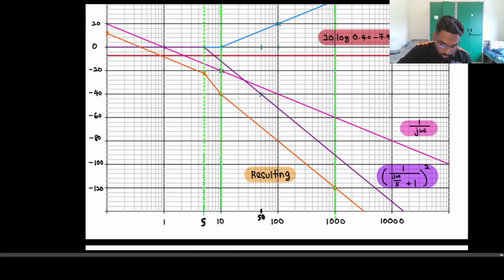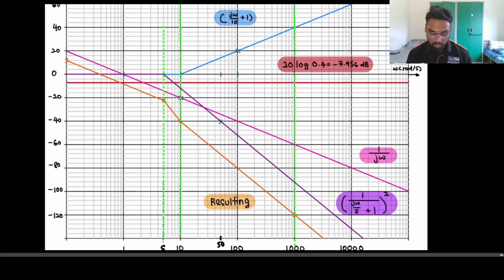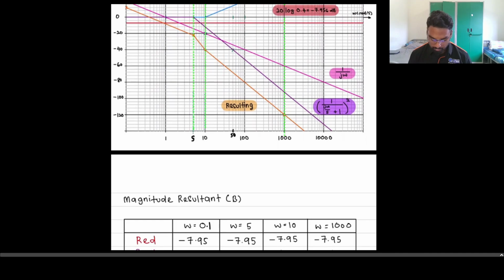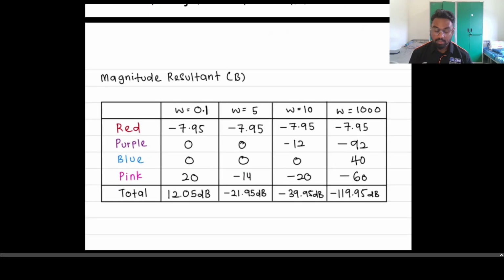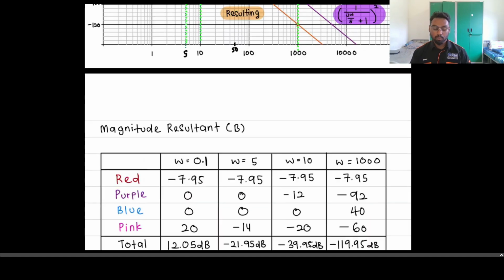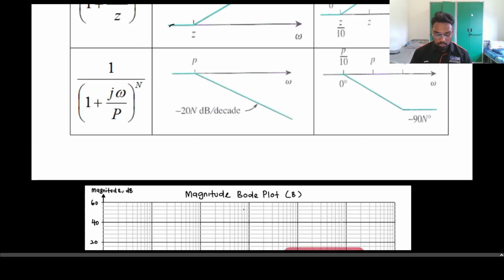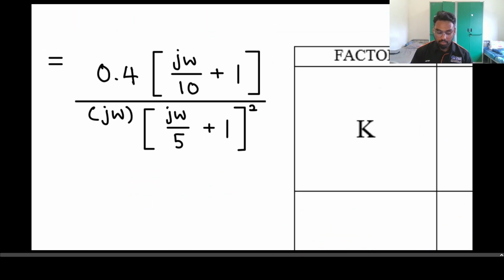So then we can connect all the lines, and that's how we get the resultant line from the magnitude Bode plot. As you can see, this table is very helpful for us to differentiate different decades and also to do the process of addition. So I recommend you do this table every time you plot the magnitude Bode plot. Next, we are going to see how to use the same transfer function to do the phase Bode plot. Let's go.